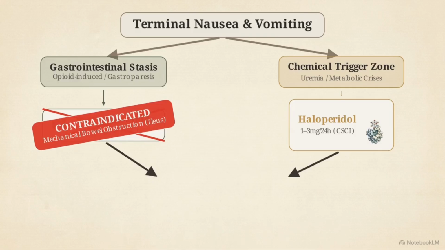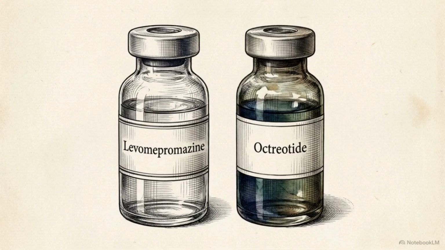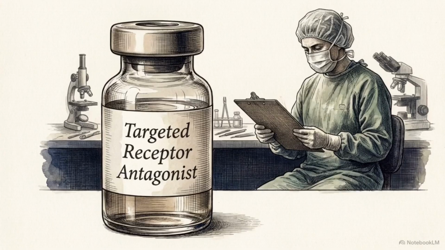If these initial pathways fail, or if a full mechanical obstruction occurs, the protocol moves to a final escalation step. This utilizes levomepromazine for broad-spectrum receptor antagonism, combined with octreotide to halt the production of gastrointestinal fluids. Selecting medications based on receptor affinity increases the probability of resolving symptoms that have resisted first-line interventions.